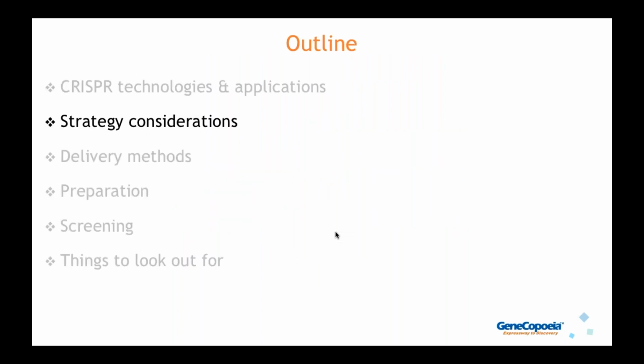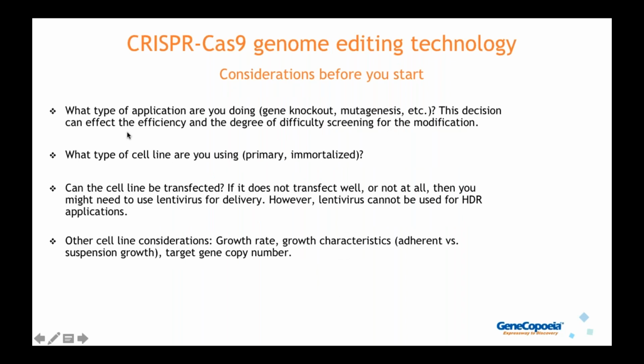Okay, so now let's talk about strategy considerations, things to keep in mind before you start. The first thing to think about is what type of application are you doing? It could be gene knockout, mutagenesis, transgenesis, etc. This decision is important because it can affect the efficiency and the degree of difficulty of screening for the modification.